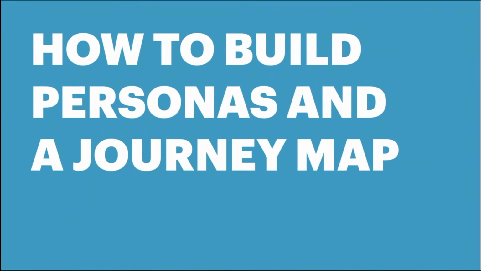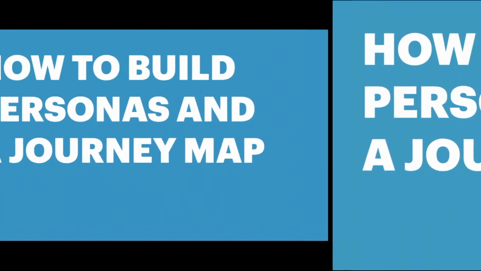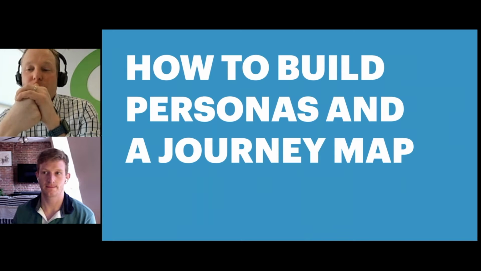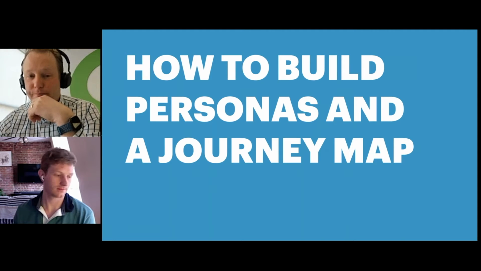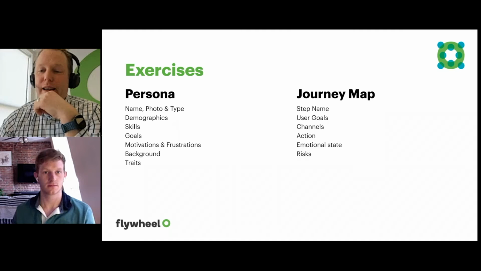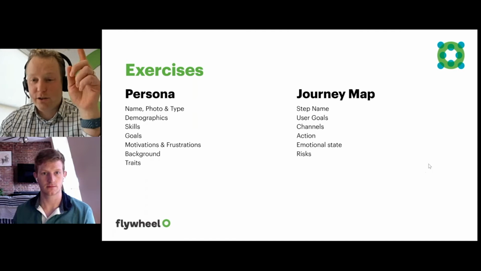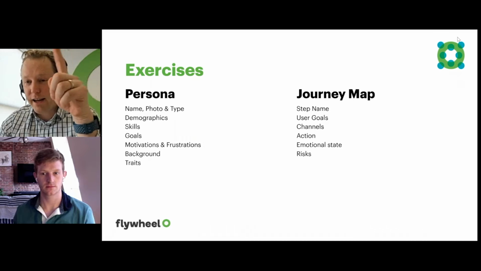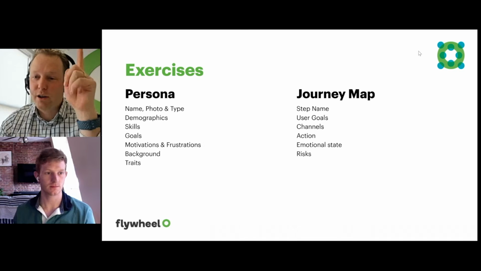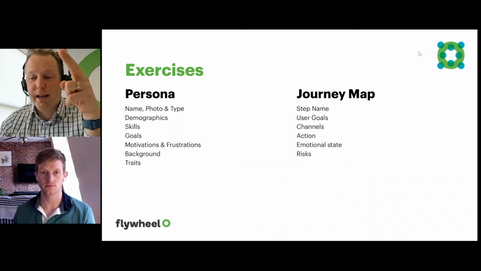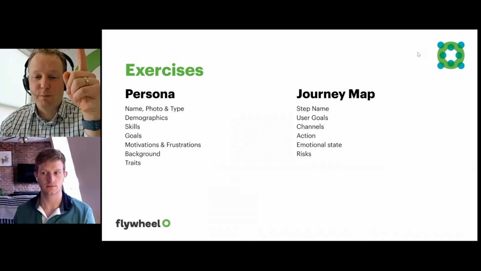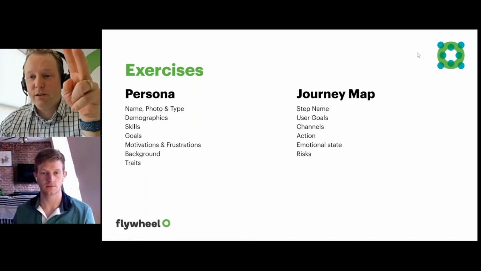So let's get into it here. How to build personas and a journey map. So in the GoToMeeting control panel, there is a handout section. So take a click on that, pop the little toolbar over, go to handouts. There's 2 fillable PDFs that we've made available. One is a persona template. The other is a journey map template. Download those. They're fillable PDFs.